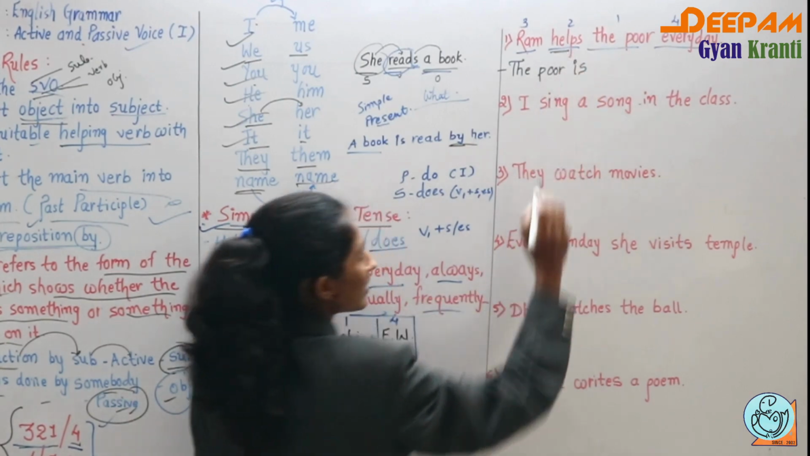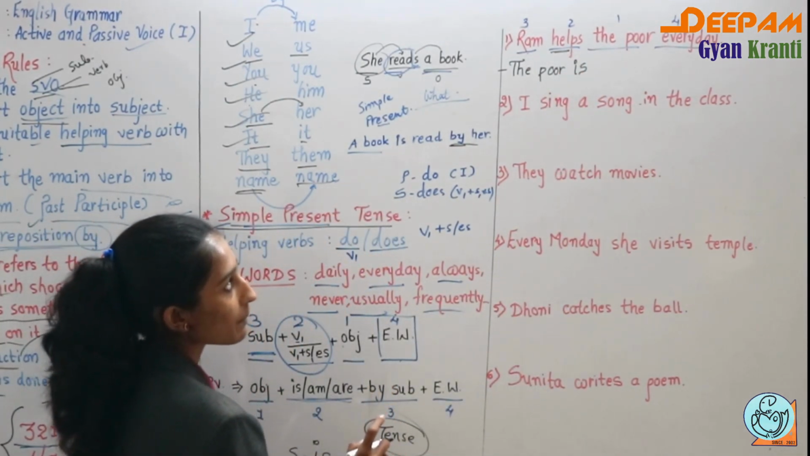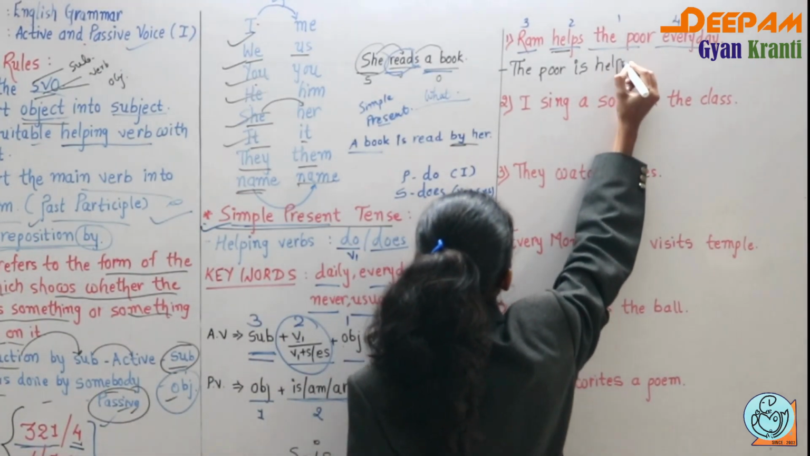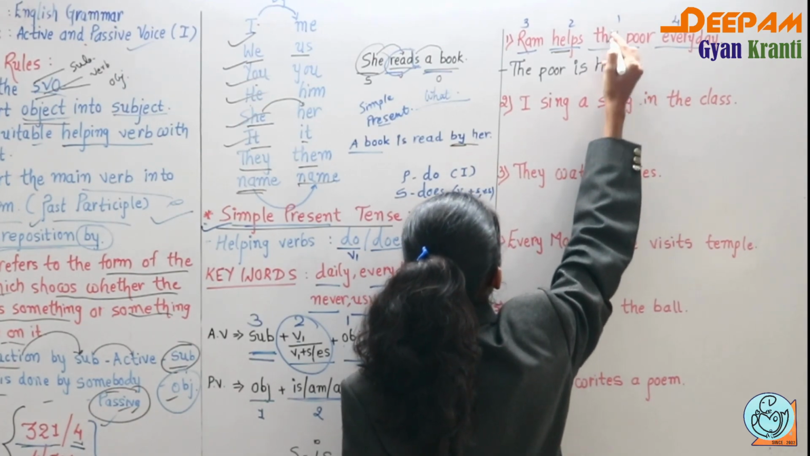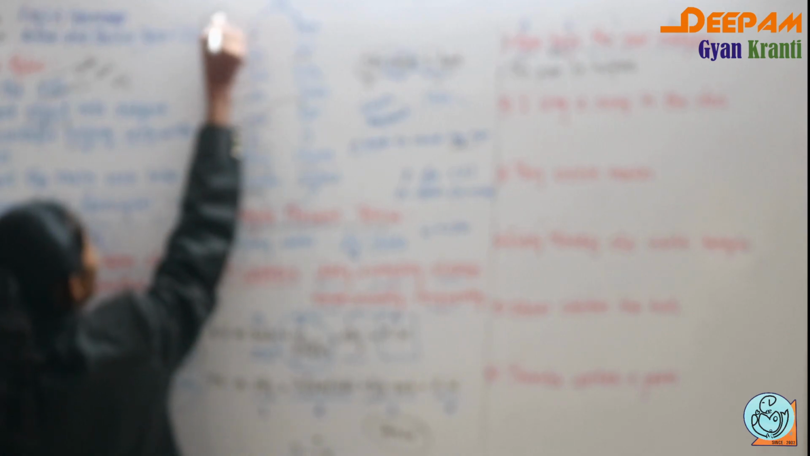So we have to change the verb into the V3 form, means past participle. So what is the past participle of help? The answer is helped. Okay, 1 and 2 done. Now third number. See, by name, this is the third portion.